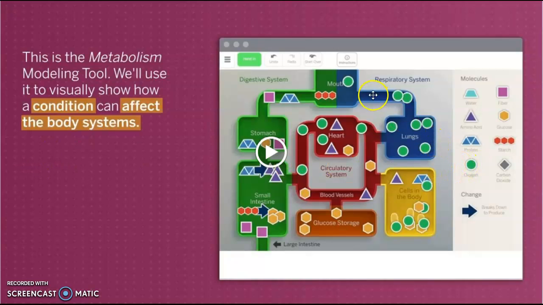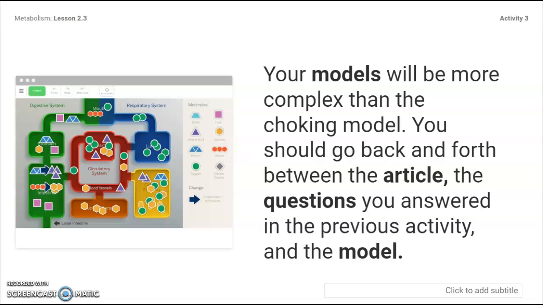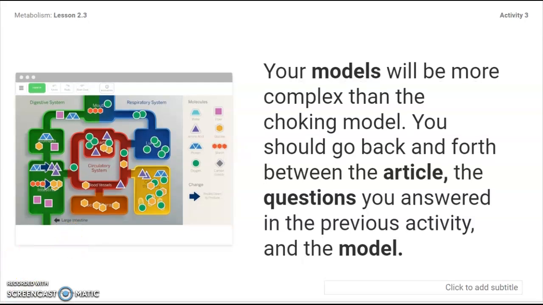If you think about it, with that condition of not being able to get enough air, they would have an issue with the different body systems that would need that specific molecule. Your models are going to be more complex than a model where you're not getting enough air, and you should toggle back and forth between the articles and the questions you answered in the previous model. That'll help you with answering the next questions.